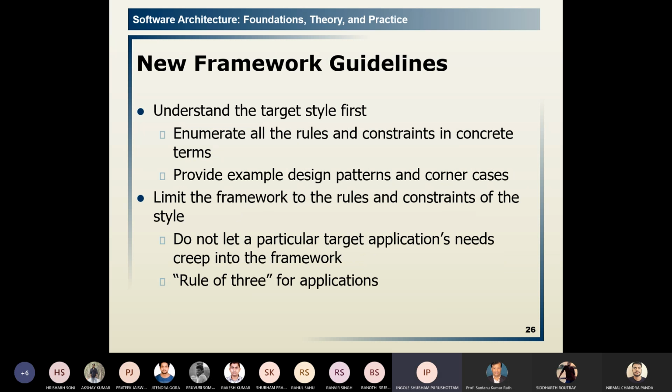So here are some guidelines for a new framework. The first point is understanding the target style system: what style we are using. Enumerate all the rules and constraints in concrete terms. Write down the rules and constraints we are applying on the style, and provide example design patterns and corner cases. So what are the design patterns we are using? What are the corner cases? This is understanding the target style first.